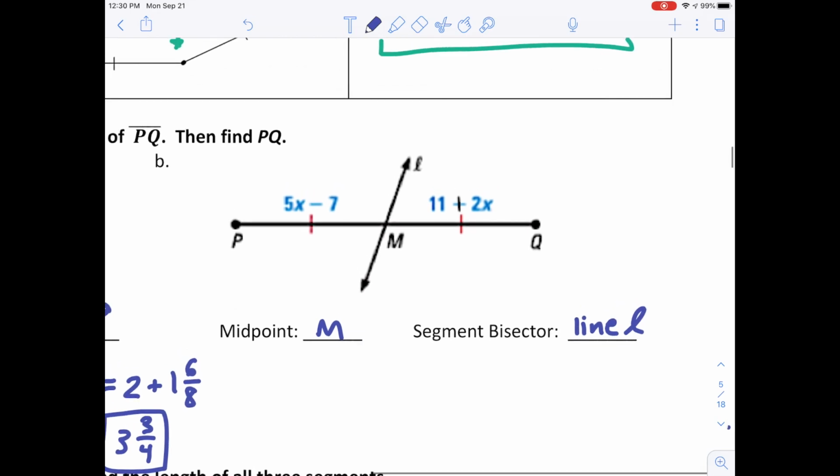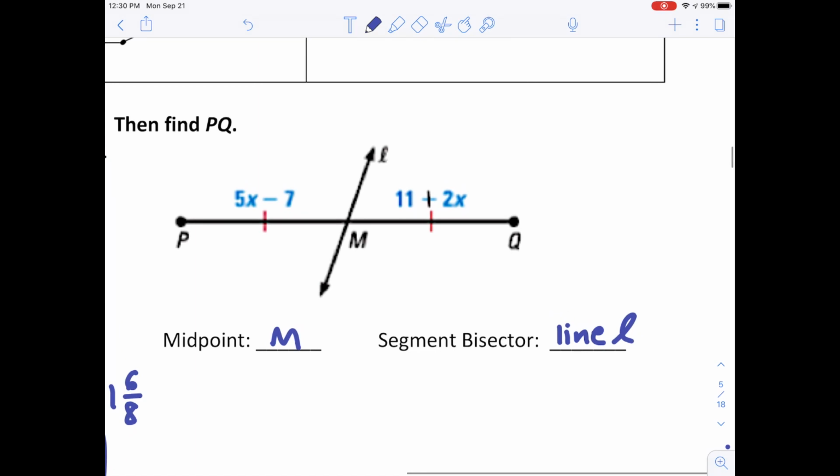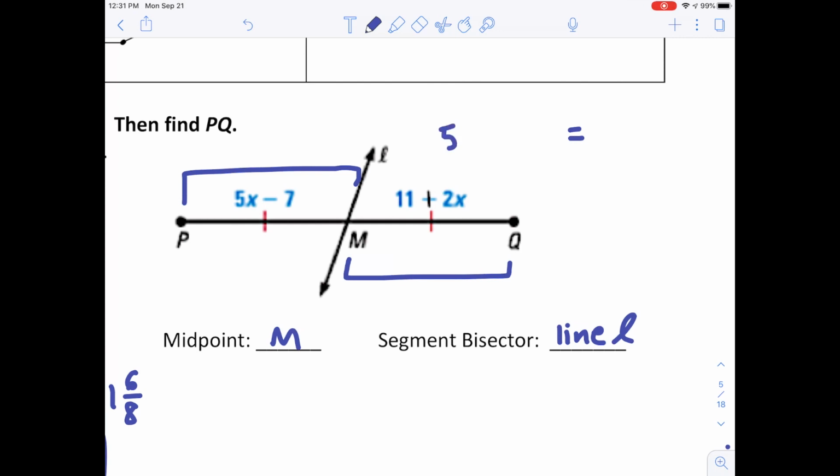The first thing I have to do before I even try to find PQ is I have to figure out what x equals. The way that I'm going to figure out what x equals is I'm going to figure out what things have to be equal to each other. And what's nice is we have a segment bisector. So that means that PM and MQ are congruent. So if those line segments are congruent, I know that their lengths are equal to each other. And what that's going to allow me to do is solve for my x value, and then I'm going to be able to solve for PQ.